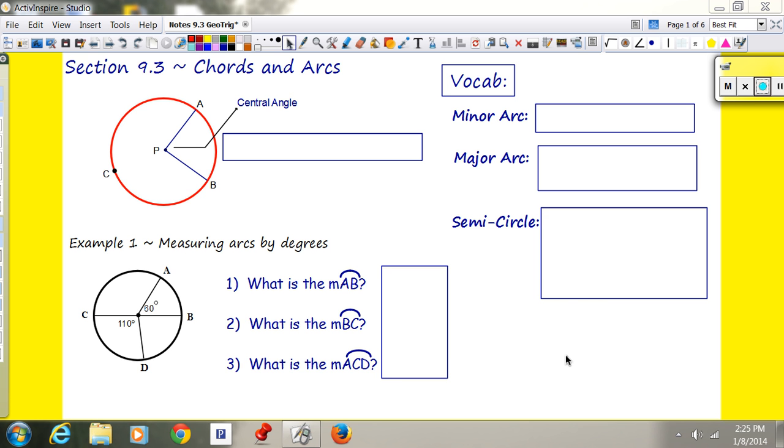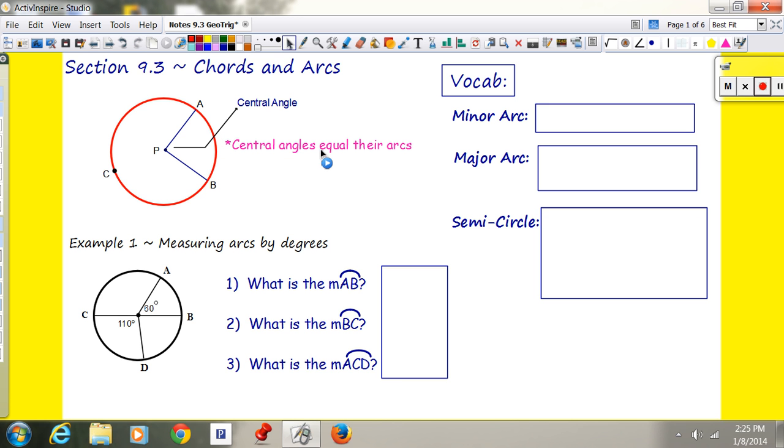9.3 is about chords and arcs. Now here's a circle. Center of the circle is P. And if you draw in two radii from that center point P, you'll get an angle in the center. We call that a central angle. And central angles are always equal to their arcs.